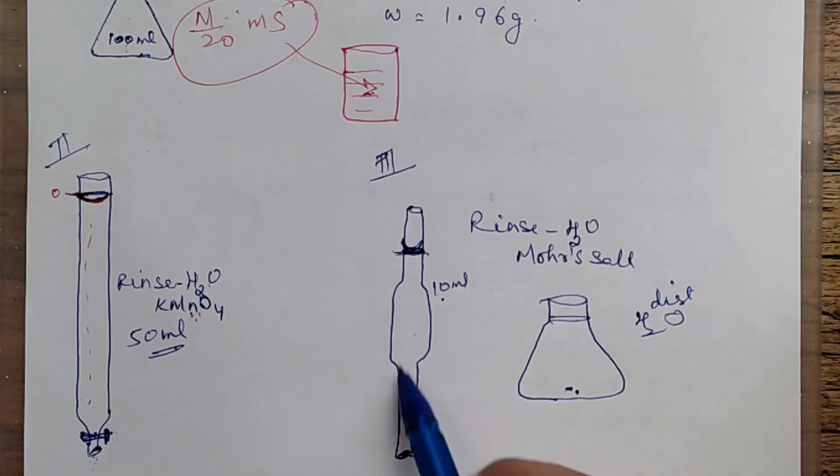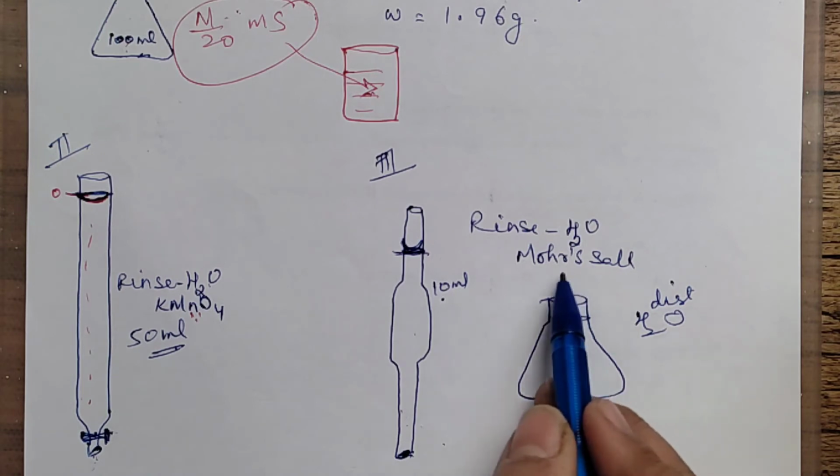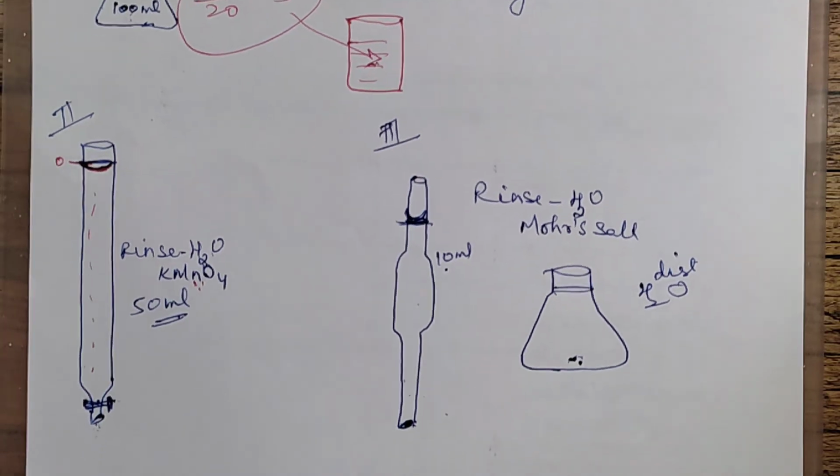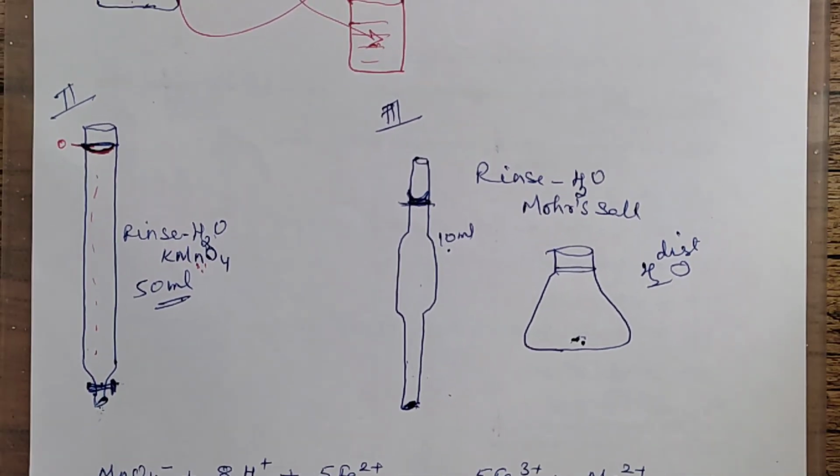And now you pour this 10 ml Mohr salt into the conical flask. Whatever Mohr salt we have taken in the pipette, you pour it in the conical flask. And after the conical flask has the Mohr salt, you can take it and put it below the KMnO4 solution, below this burette. And you can open this top.